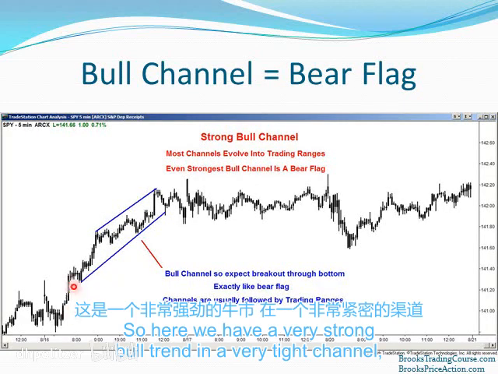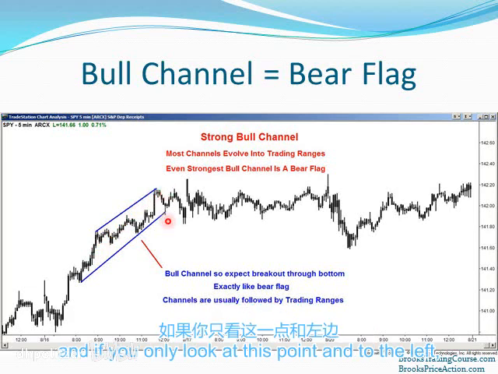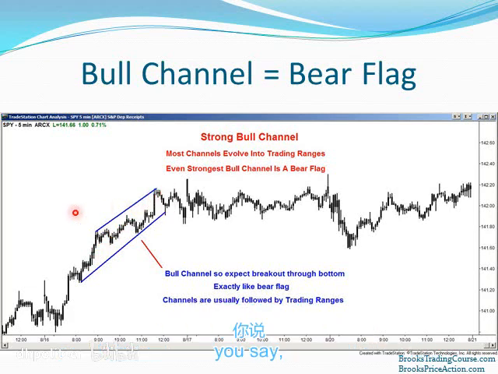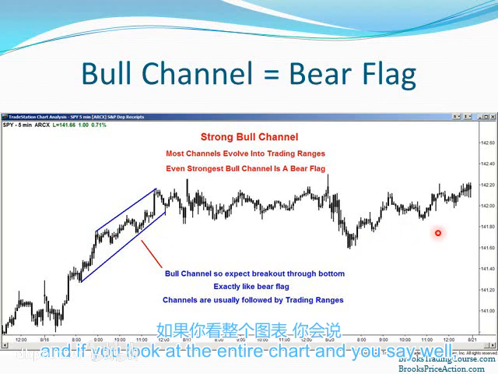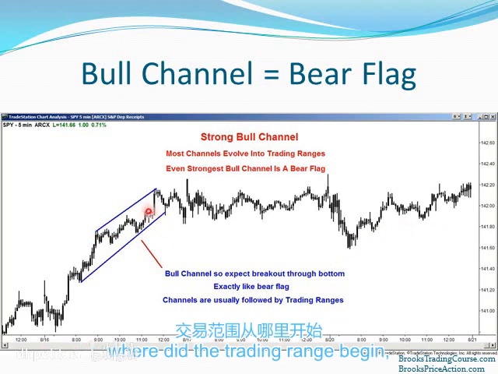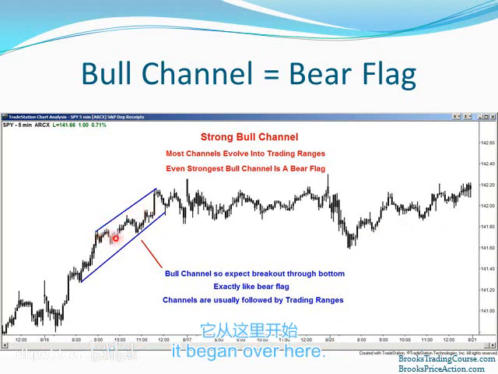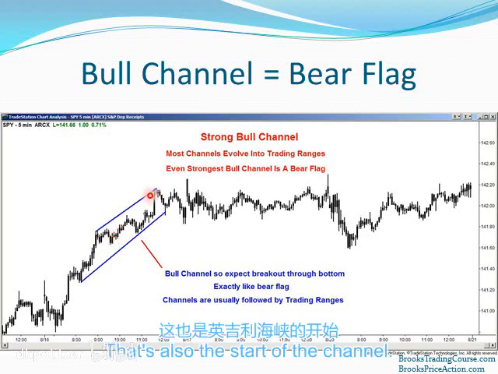So here we have a very strong bull trend and a very tight channel. And if you only look at this point and to the left, you'll say, wow, what a strong bull trend. On the other hand, a channel usually becomes part of a trading range. And if you look at the entire chart and you say, well, where did the trading range begin? You probably would say, well, it began over here. That's also the start of the channel.